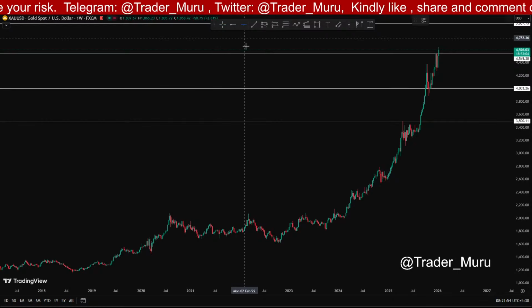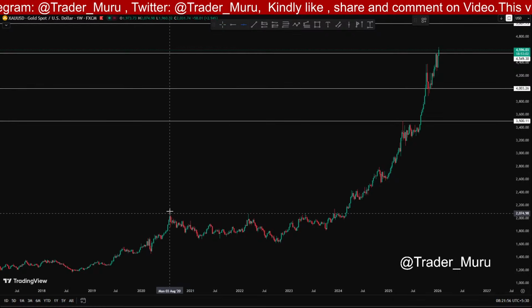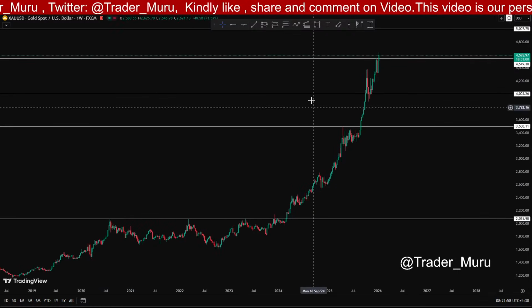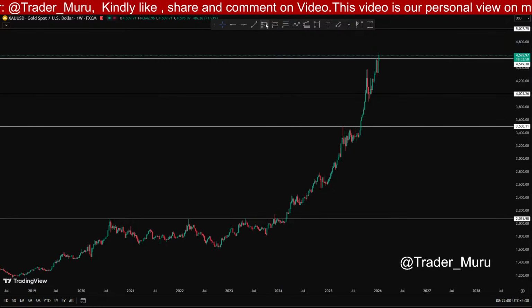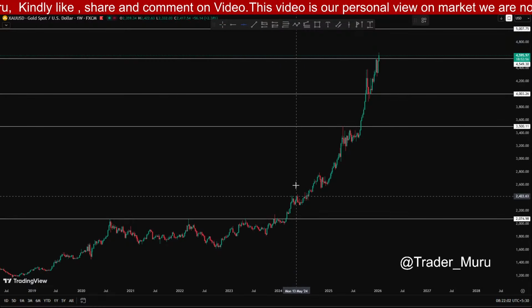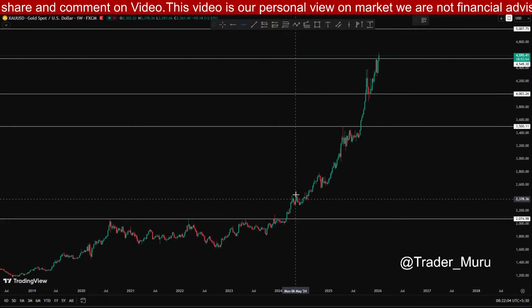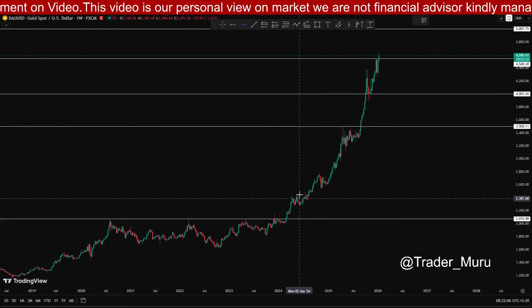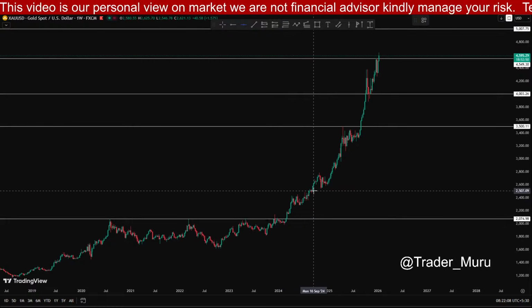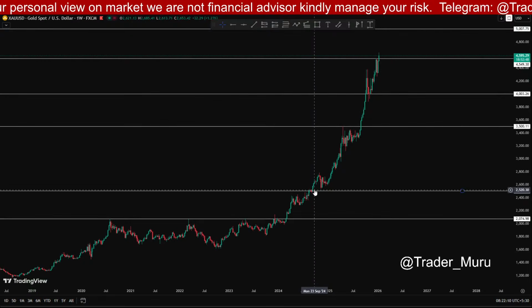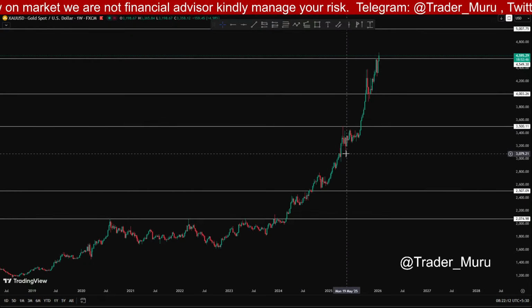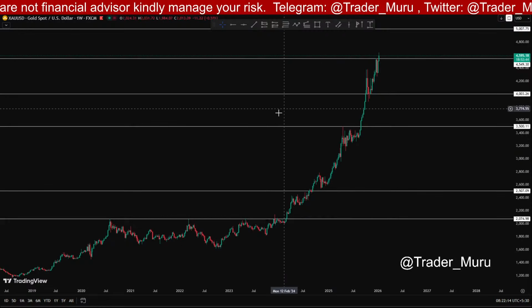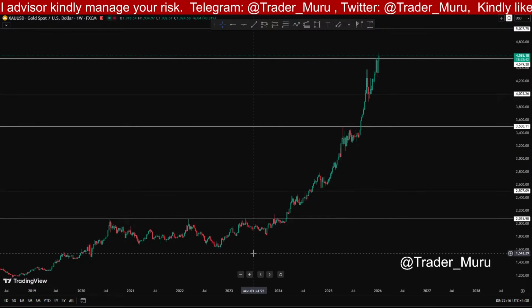Same thing you can see in the past: after flipping 2500, price just directly went towards 3000. Here this was 2500. After flipping 2500, the target was 3000. Wait a minute guys.